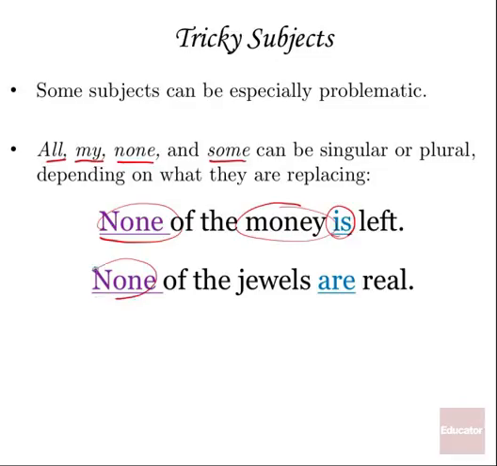However, none of the jewels, none is taking the place of jewels, are real. Jewels is a count noun. You can say one jewel, two jewels, three jewels. So you use the plural verb are.